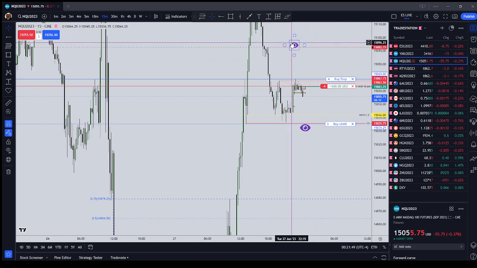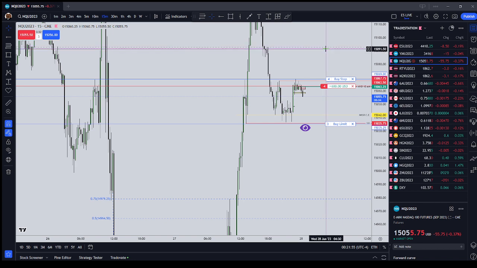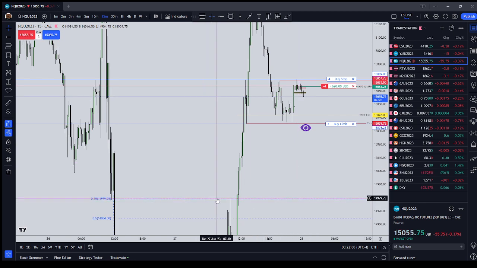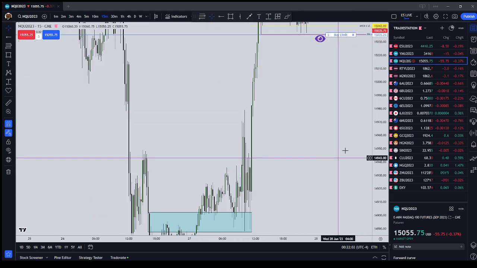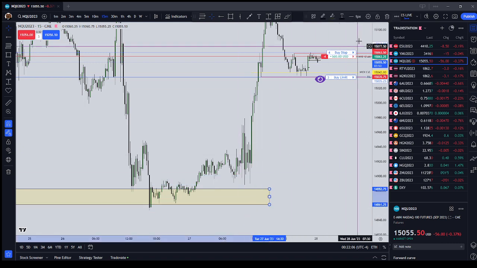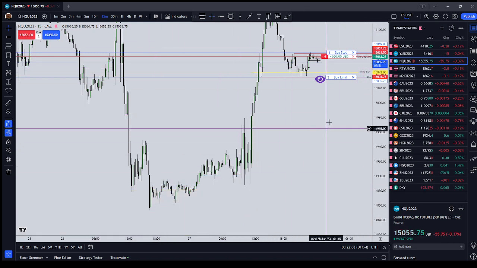So I'll remove that line. That line is not in play right now. I'm going to remove the alert. As you can see, when certain ideas of mine become no longer relevant to what I'm doing right now, just remove the drawings.